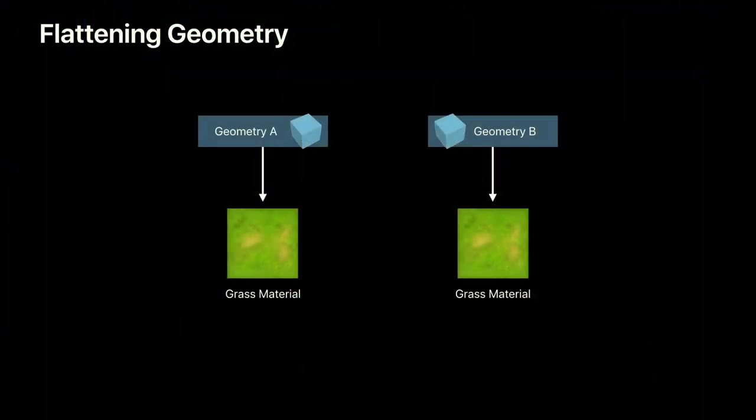Let's say we have 2 geometry objects in our scene. On our left, we have a grass tile. On our right, we have another grass tile. They both reference the same material, they have the same look, they're just displaced, and they have different locations in 3D space. When you send this to the GPU, you're going to get 2 draw calls.